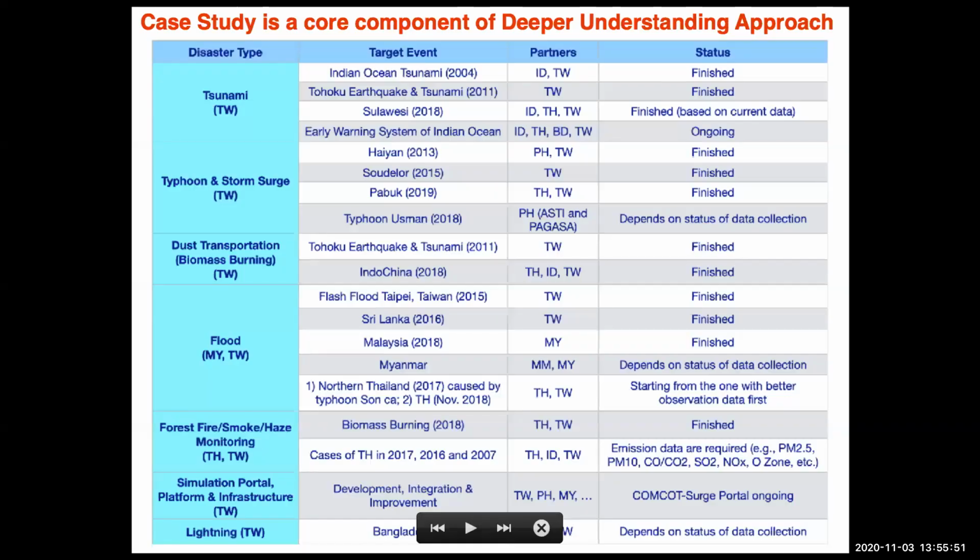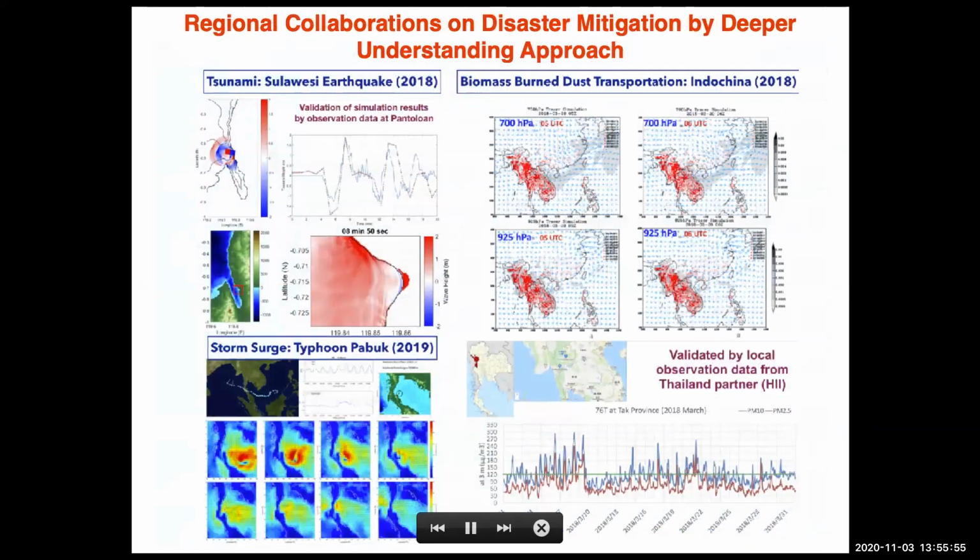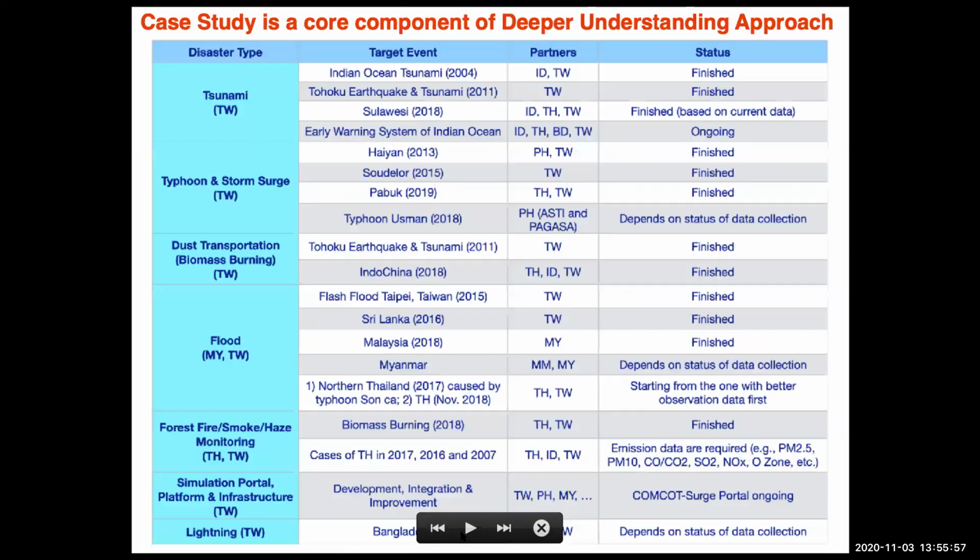For now, 18 case studies of 6 types of hazards have been conducted in almost every partner country, and 13 of them have finished. The hazard types covered are tsunami, typhoon and storm surge, dust transportation, flood, forest fire, smoke and haze monitoring, and lightning.